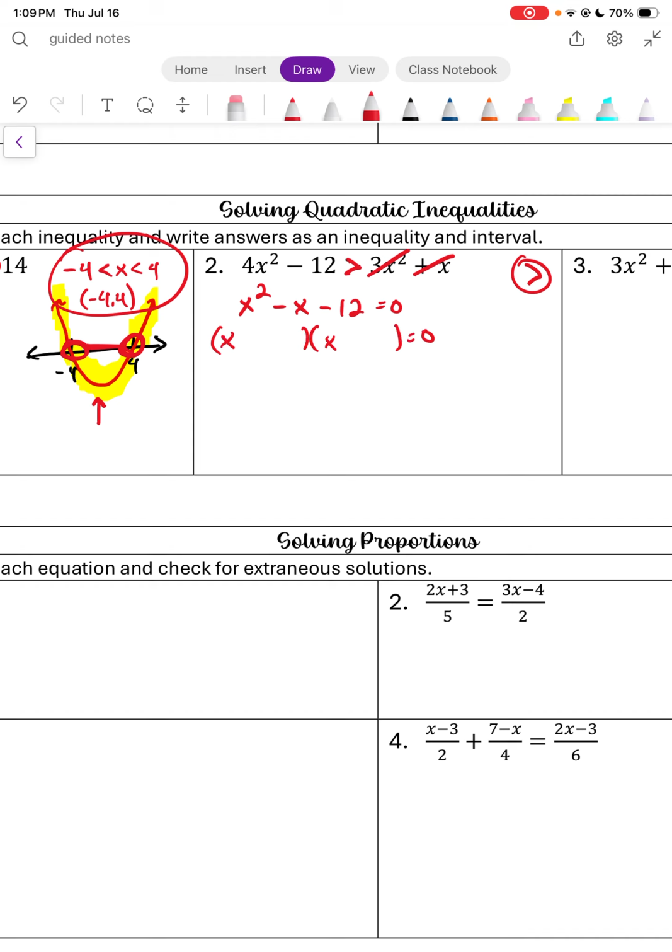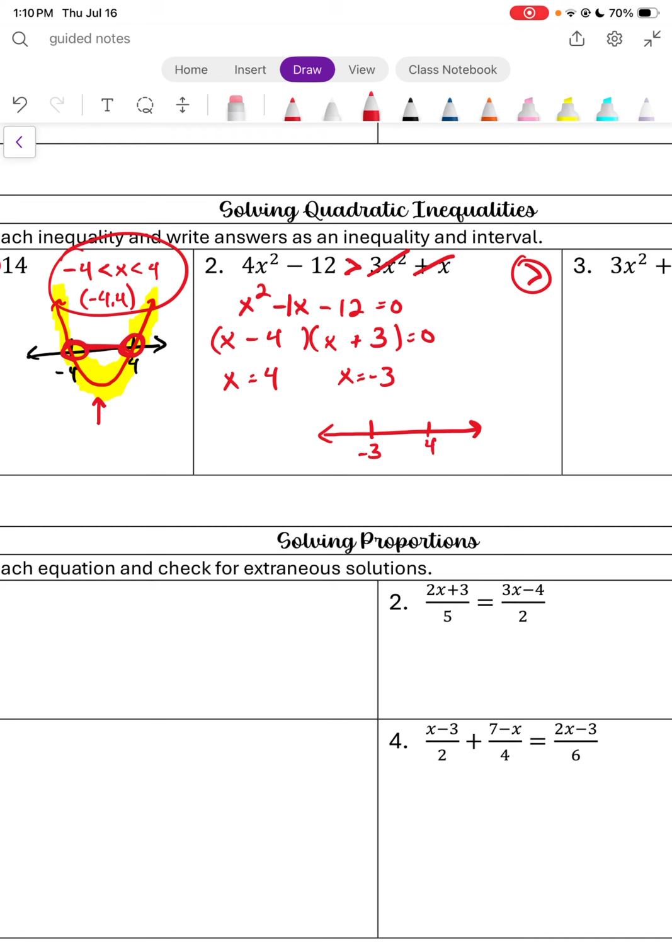Next step is we're going to solve this by factoring. x and x gives you x squared. Adds to give you -1, multiplies to give you -12, that'd be a -4 and a +3. Set each of these equal to 0 and solve, and you'll get x equals +4 and x equals -3. So again, that's our critical values. When we place those on a number line, here is -3, here's +4. Make sure they're in order.